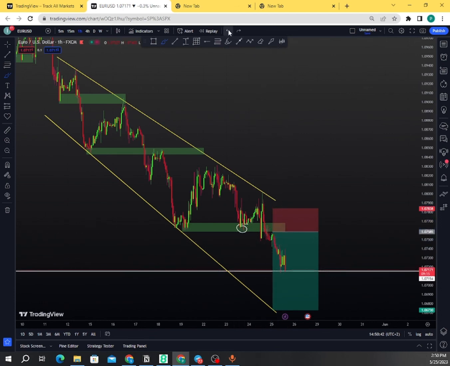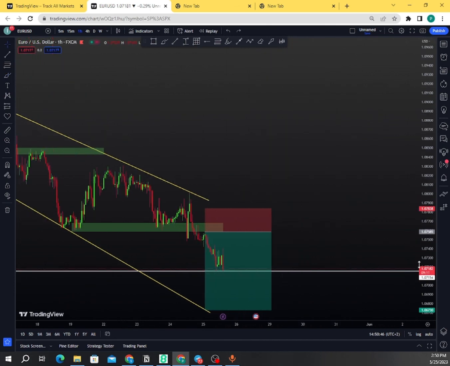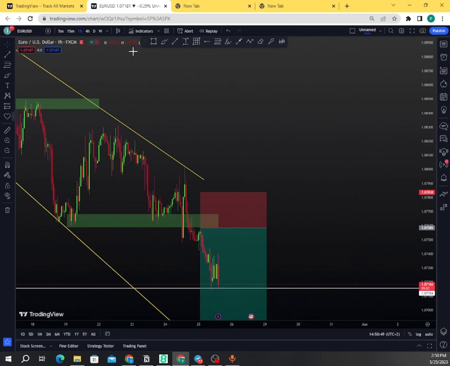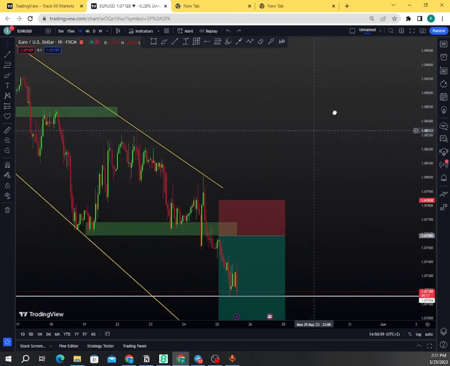So what I did was I waited for the price to come and retest this level here. As you can see, guys, price went down, came back, retested this level, and then it went down. Then that's when I took my sell trade on EURUSD.